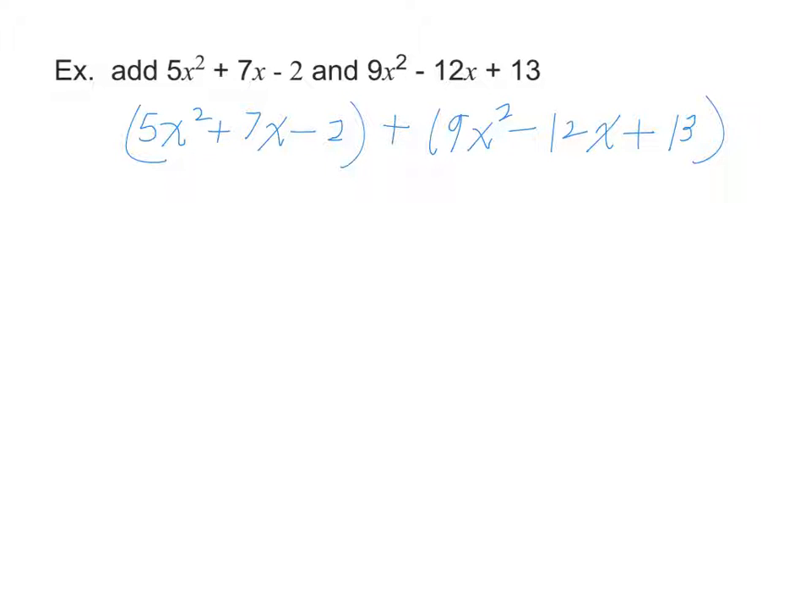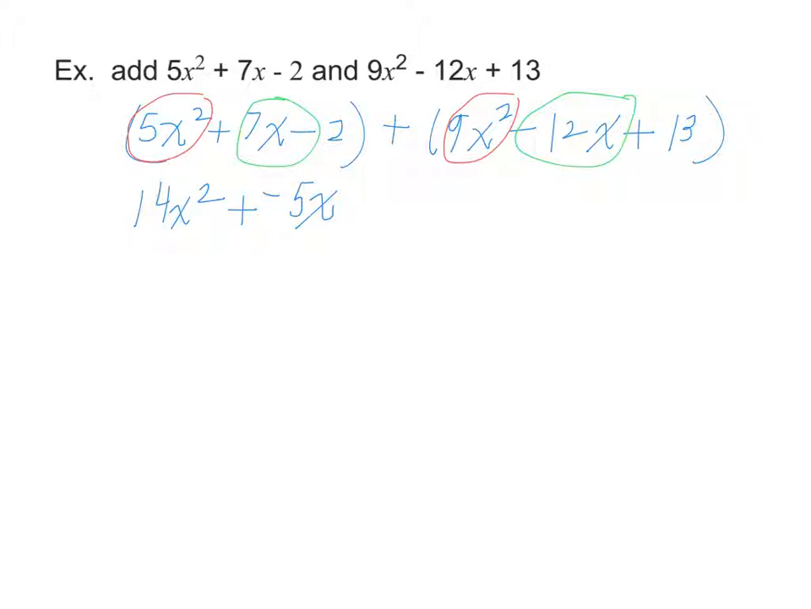I want to put together what's alike. First, the 5x squared and the 9x squared. Altogether, that's 14x squared. Next, we have the 7x and the negative 12x. These go together as negative 5x. Finally, we have the numbers negative 2 and 13. These go together as 11.